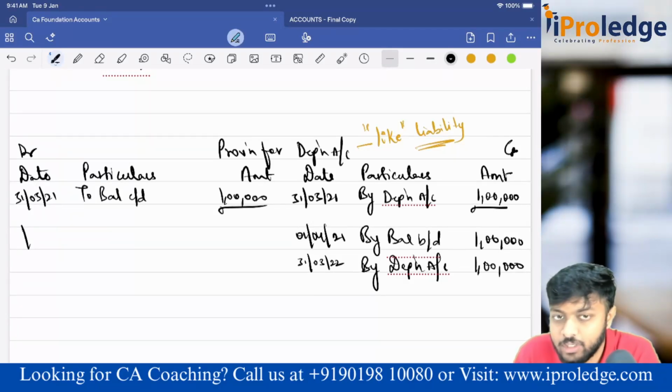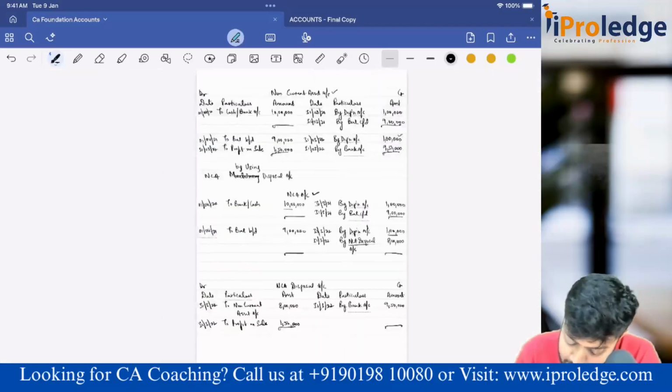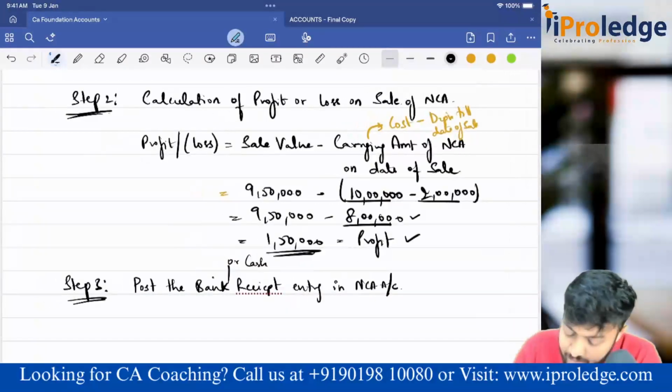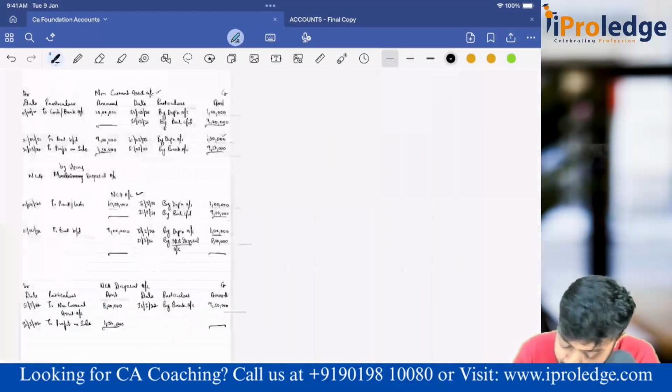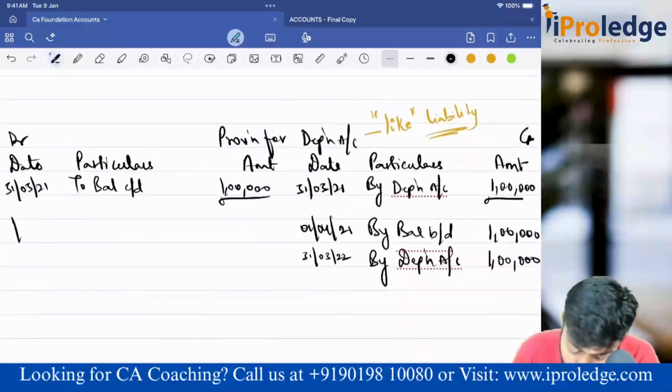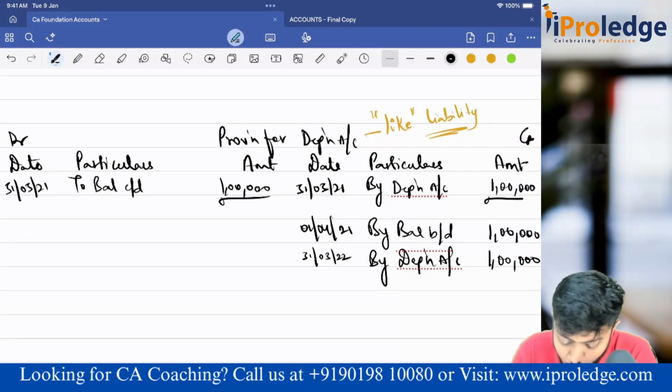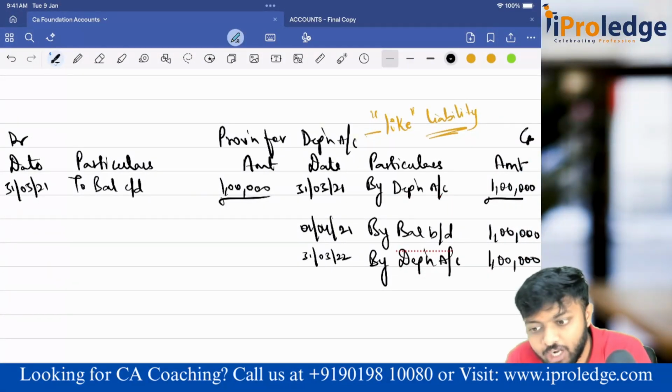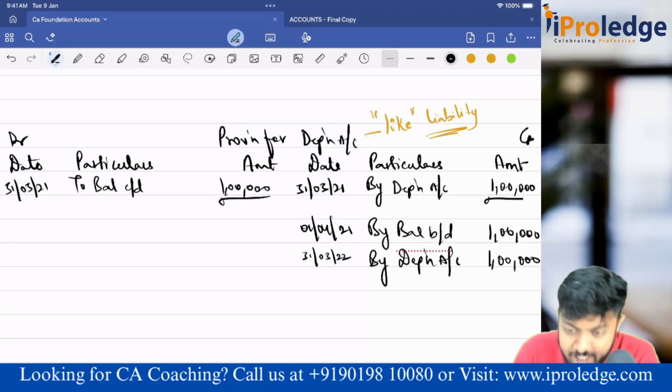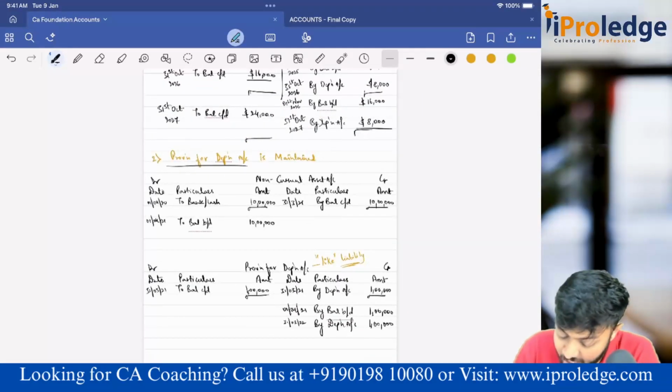Second, what do I have to do? Calculate profit or loss. We have done the same thing and got 1,50,000. So it is profit. Profit comes on the debit side. You have put it on the debit side. Same logic, but here it is not in provision for depreciation.